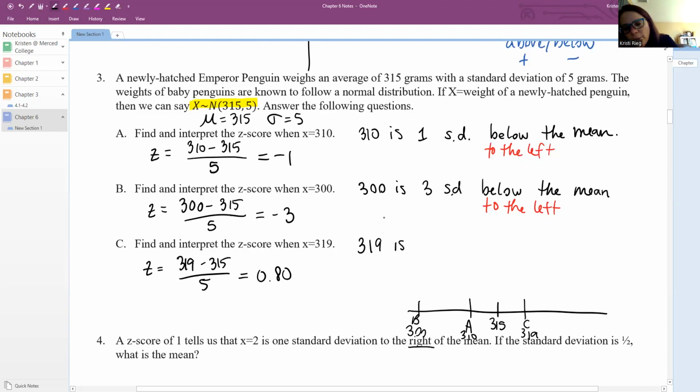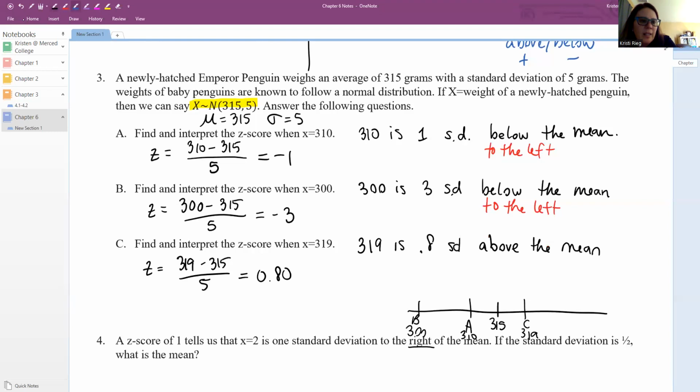Okay, so 319 is 0.8 standard deviations. Now we're above the mean. I just can't even possibly begin to spell this correctly. We are above the mean. And another way to say that is to the right.